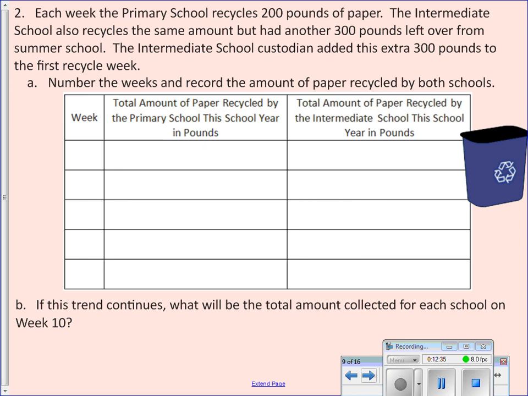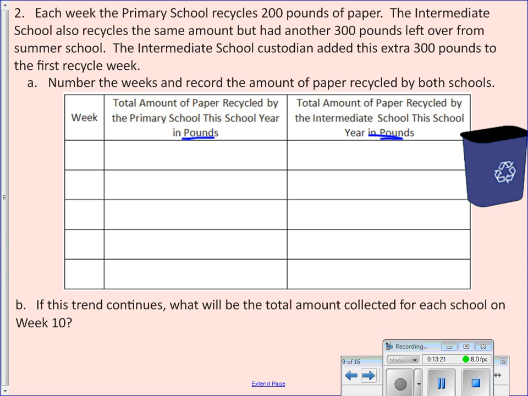Ready? Yes. Next example, next real world example. Each week, the primary school recycles 200 pounds of paper. The intermediate school also recycles the same amount, but had another 300 left over from summer school. The intermediate school custodian added this extra 300 pounds to the first recycle week. So the table is set up. We have the number of weeks. We have the primary school. And look how they also include the unit in the heading on your tables.